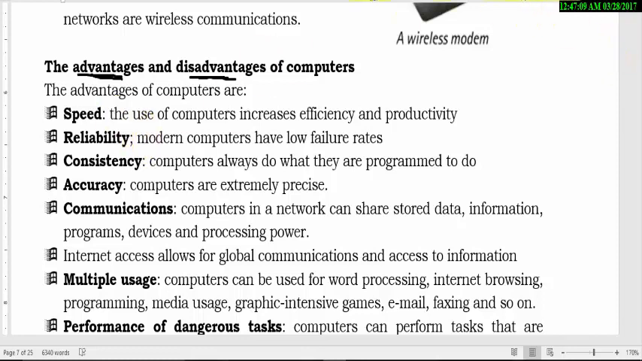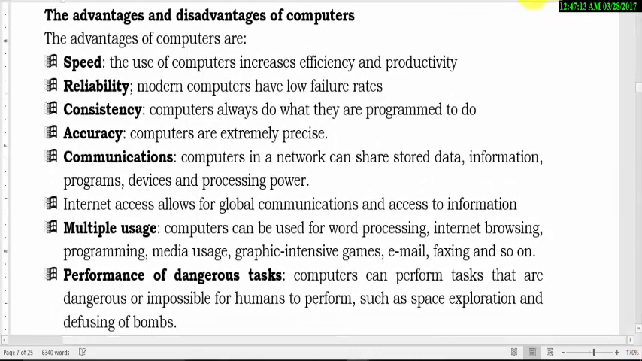Thank you very much. So now let me just scroll the page a bit like that. I'll pick up my pen so that I can write one or two things. The first thing I'm going to look at is the advantages of computers. The advantage is that the speed is good. The use of computers increases efficiency and productivity. So the advantage of the computer is that the speed is very good.